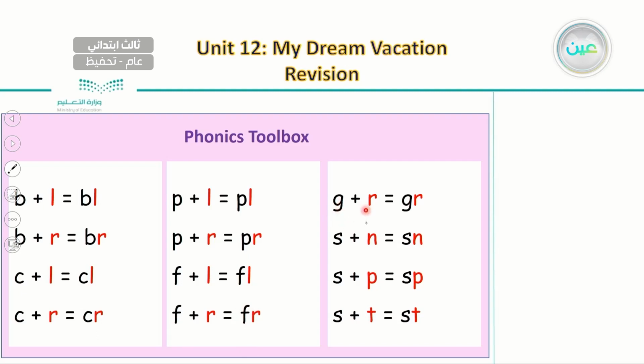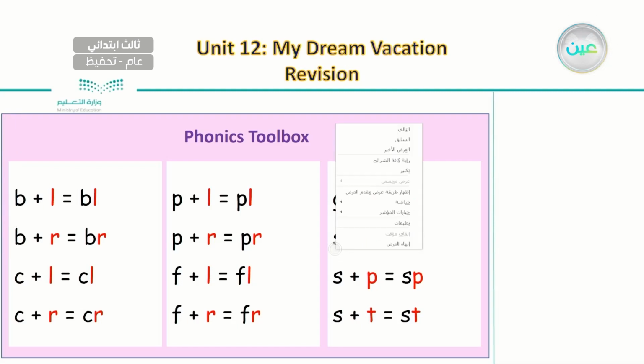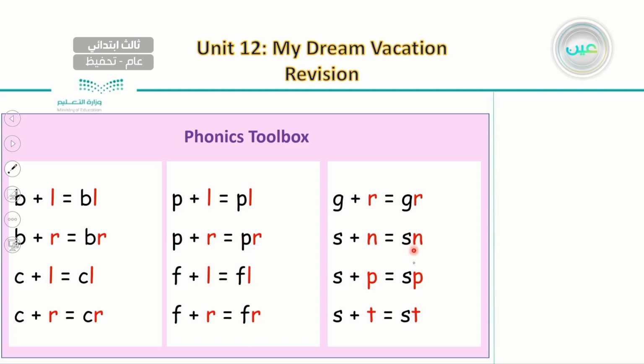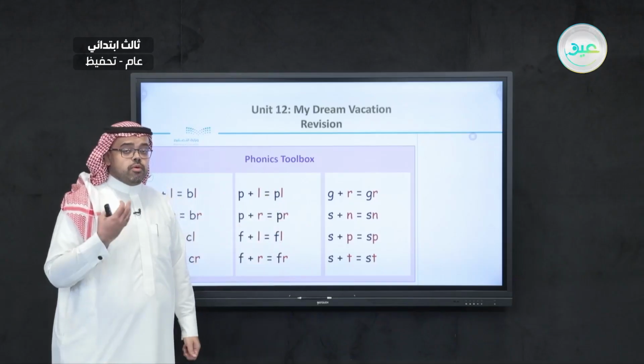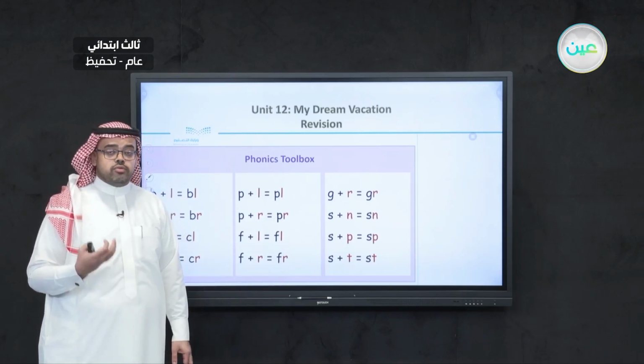And with G and R, we'll have a sound as in green. And with S and N, we'll have a sound as in snail. And here with S and P, we'll have a sound as in sport. And with S and T, we'll have a sound as in star. So it is important that we know with all of these letters, when we add to them another letter, they may be pronounced as different sound units.